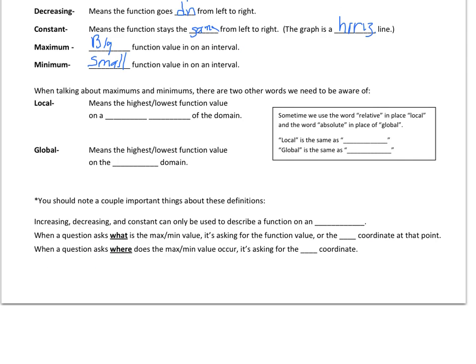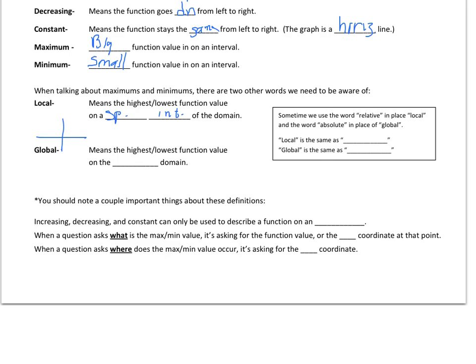And now, when talking about maxes and mins, there are some other terms that you need to know. One is called a local max or min, which means that's the highest or lowest function value on a specific interval of the domain. So that specific interval, that's a local max.